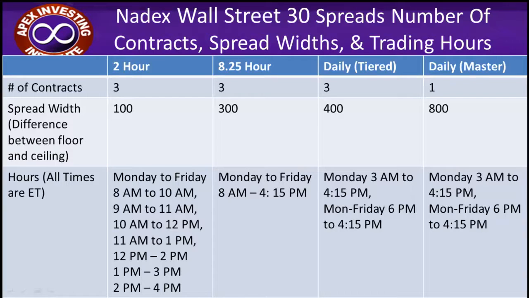So the longer that they trade, the wider the spread is. And again, what they do is they take the spread amount, 400 pips, and they put it 400 pips above where the market's at, 400 pips below where the market's at, and 400 pips straddling where the market's at. There's also a master spread that is 800 points wide.